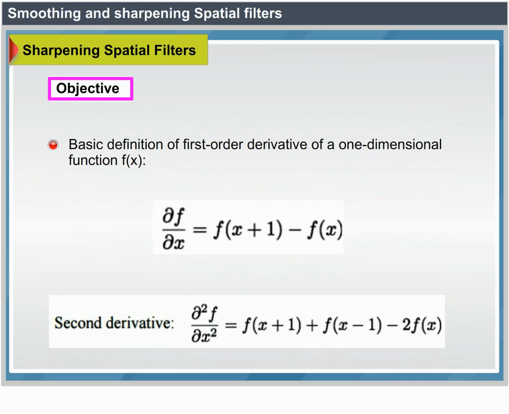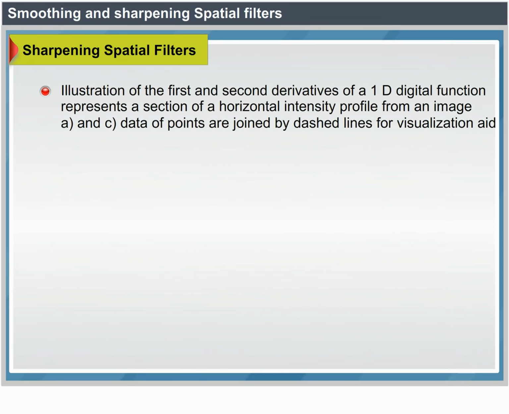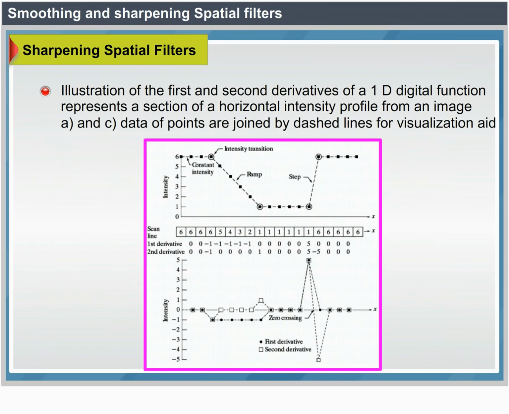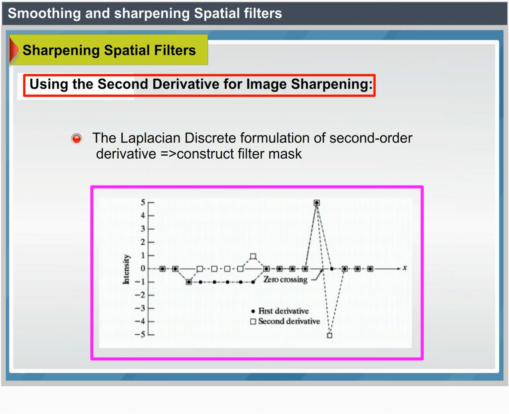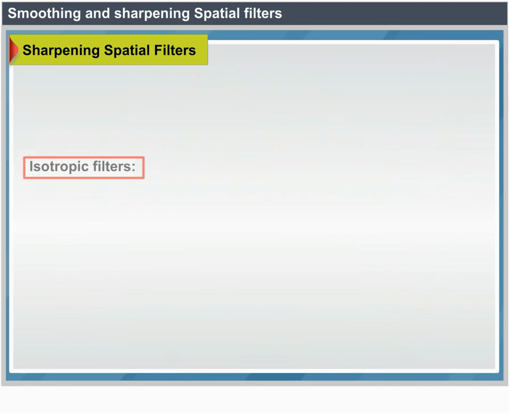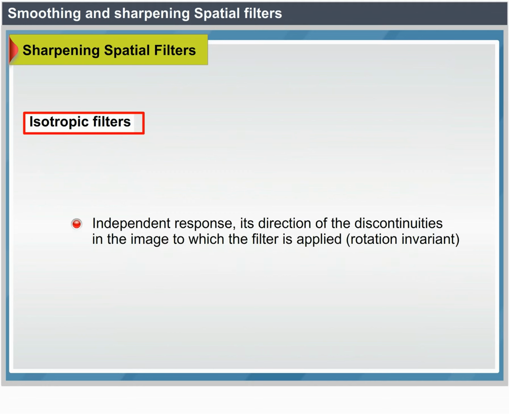Isotropic filters. The response is independent of the direction of the discontinuities in the image to which the filter is applied, that is, rotation invariant. The simplest isotropic derivative operator, the Laplacian, is shown on screen. Laplacian masks. Isotropic result for rotations in increments of 90 degrees. After incorporation of the diagonal directions, isotropic result for rotations in increments of 45 degrees.